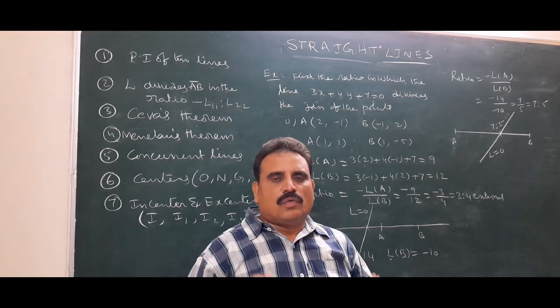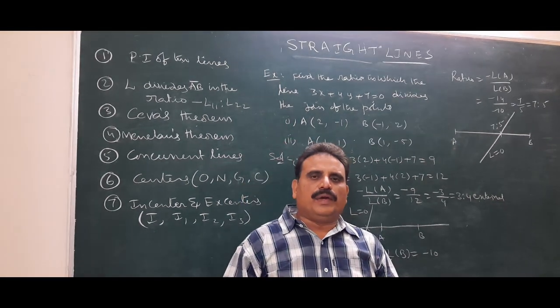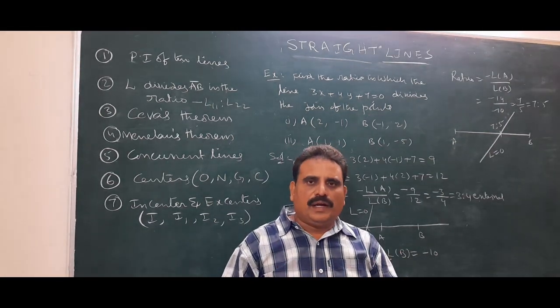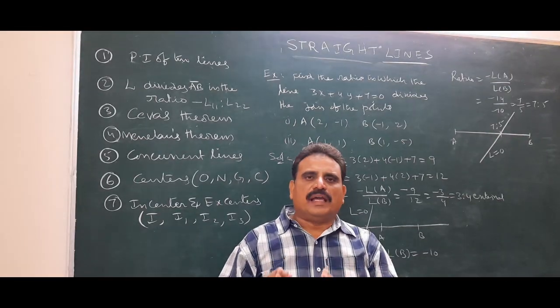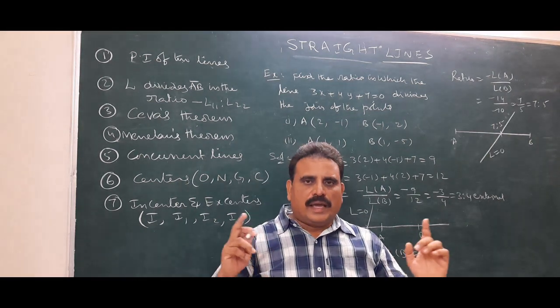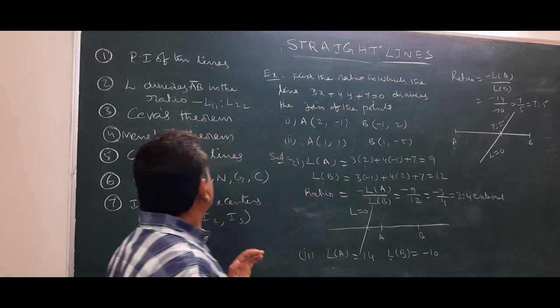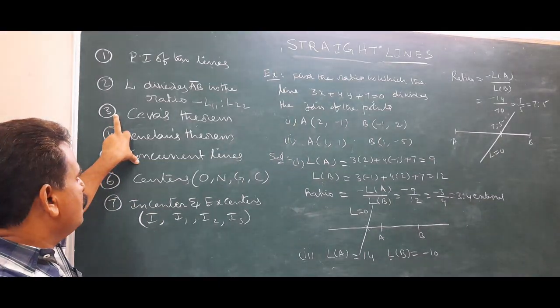Now we discuss one important note, that is, if L of A and L of B have the same sign, then A and B are on the same side of the line. And if L of A and L of B have opposite signs, then A and B are on opposite sides of the line L. Now we are going to the next point, the third point, that is Ceva's theorem.